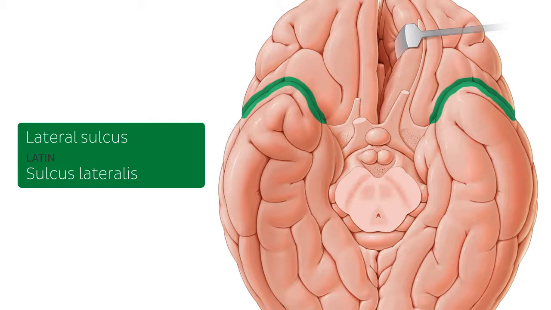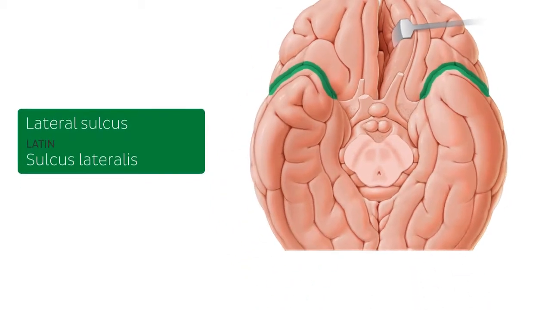Now we're going to be moving on and looking at structures visible on the temporal and occipital lobes from the basal view. We begin by first looking at this deep fissure that separates the frontal lobe from the temporal lobe, and that is the lateral sulcus. To be clear here, this is the frontal lobe and the temporal lobe, and how it separates. The lateral sulcus is separating these two lobes.